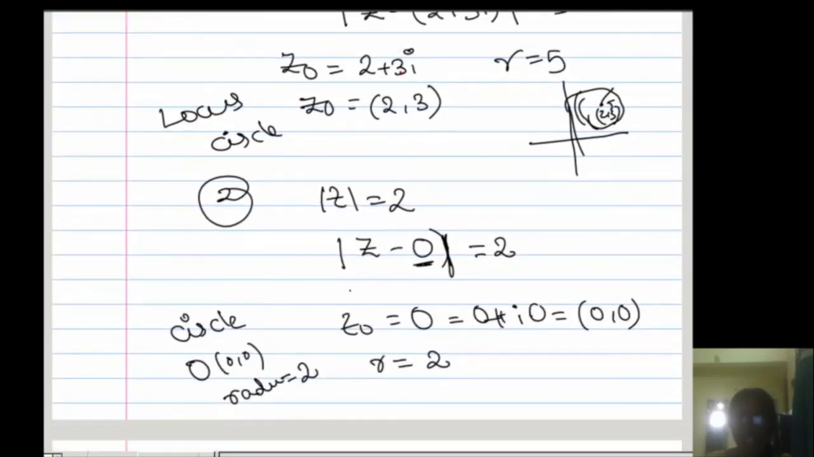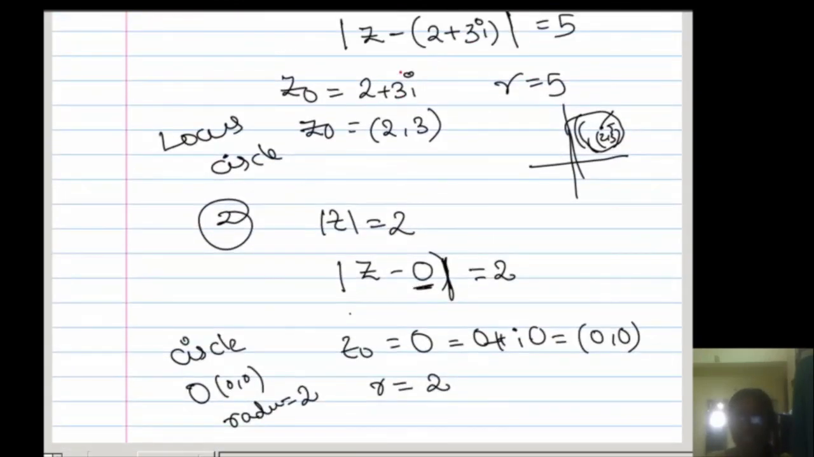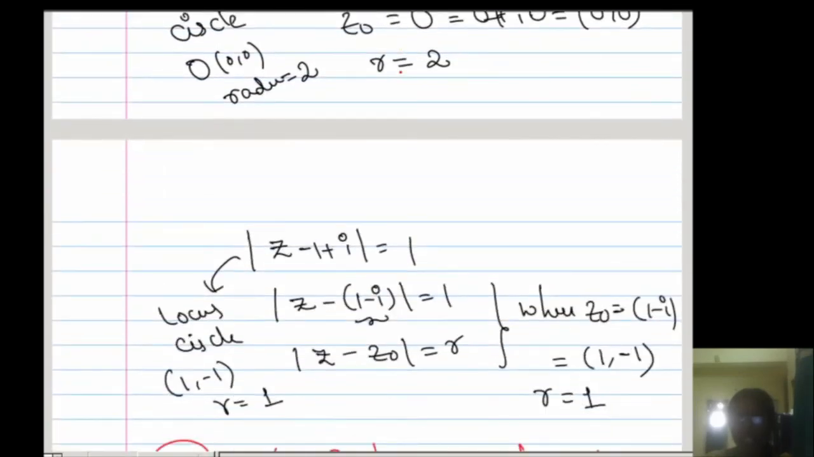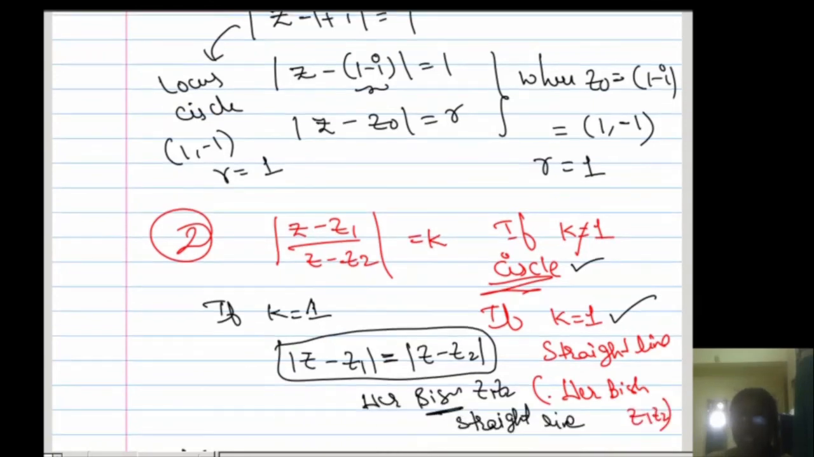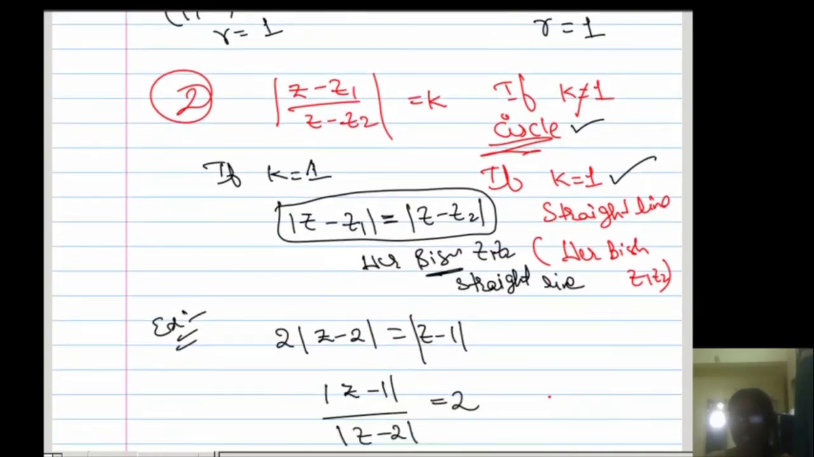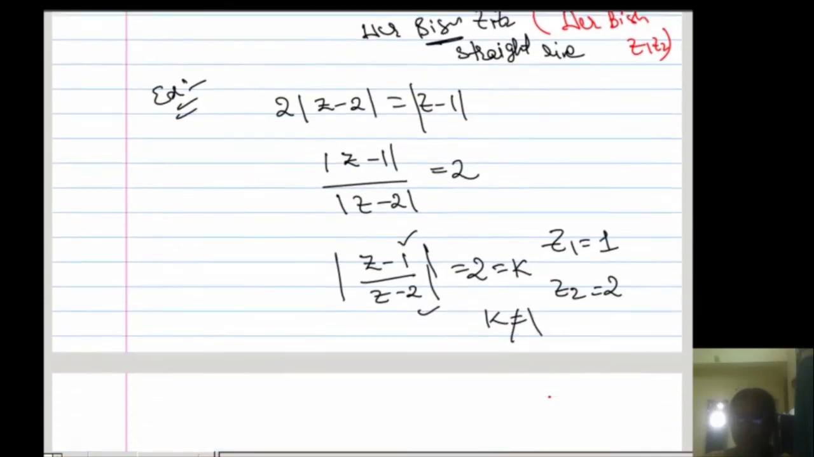Similarly, we already did the problems by that. Next, if it is in the form mod z minus z1 by mod z minus z2 is equal to k, if k is not equal to 1, then it represents again a circle. But if k is equal to 1, it represents a straight line, namely the perpendicular bisector of z1 and z2. Okay, next.